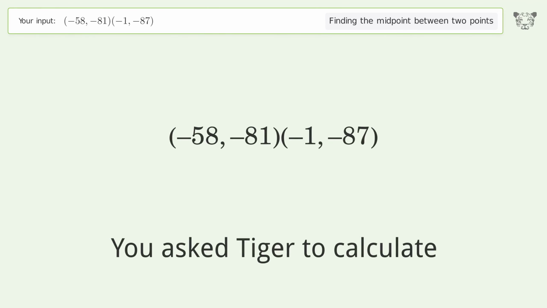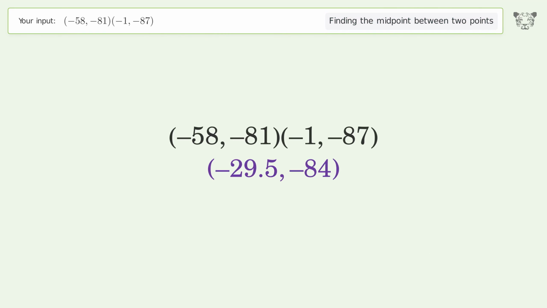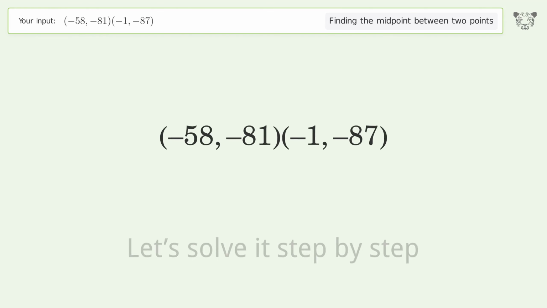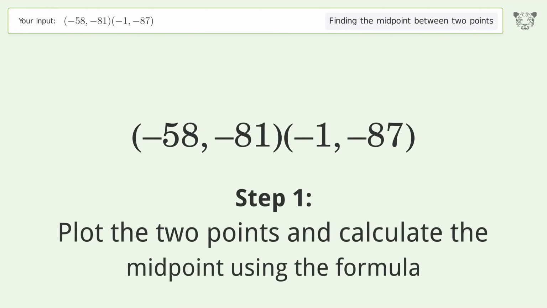You ask Tiger to calculate. This deals with finding the midpoint between 2 points. The midpoint between the 2 points is negative 29.5, negative 84. Let's solve it step by step. Plot the 2 points and calculate the midpoint using the formula.